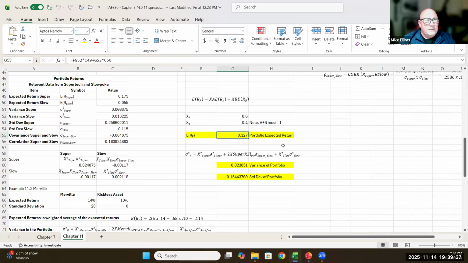I calculated the expected return of the portfolio because 40% and 60%, and we have our returns of 17 and so on. The variance of the portfolio now. The variance of the portfolio is going to be the variance of super.